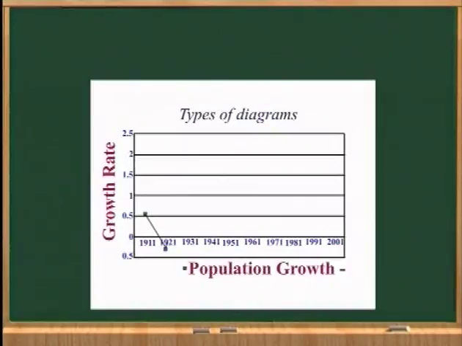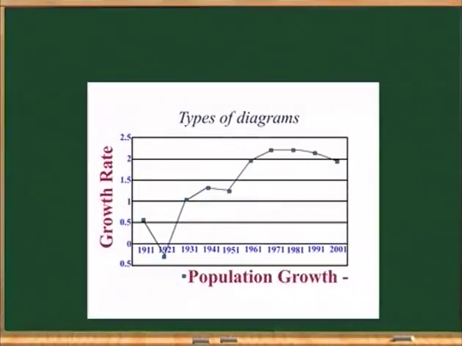Let us take a look at an example. Here is a line graph to show the population growth in various time periods. Let us ask a few questions related to it. When was the minimum population growth rate? The minimum population growth was very low between 1911 and 1921. When was the highest population growth reached? The highest population growth was observed in 1971.